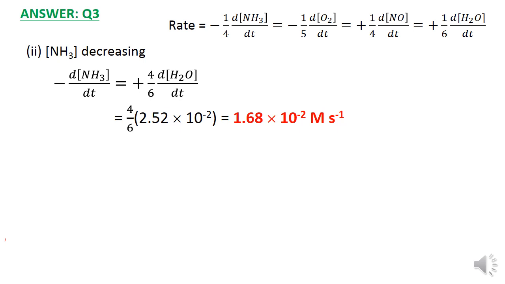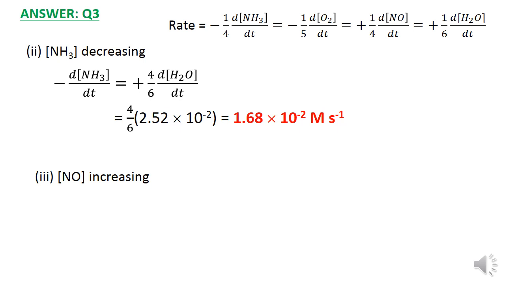Since we know already the rate for the increasing of water is 2.52 times 10 to the power minus 2, we multiply by 4 over 6 to get the rate for the decreasing of ammonia. Then we get 1.68 times 10 to the power minus 2 molar per second for the rate for the decreasing of ammonia.